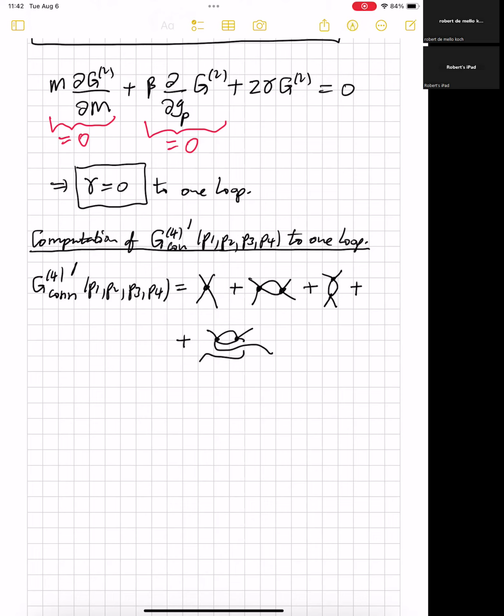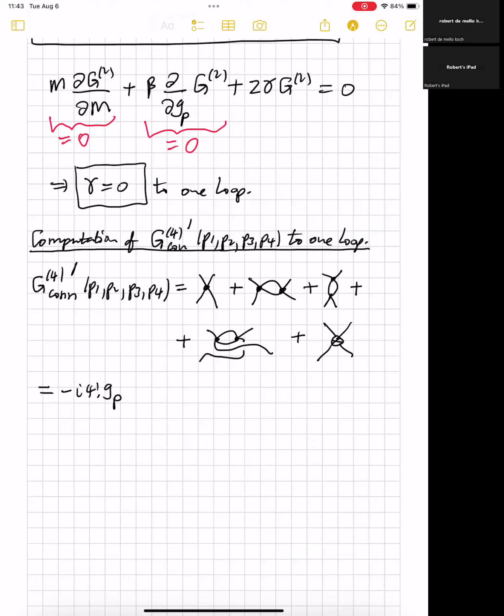And now we get one extra diagram because we're using the normalized perturbation theory. And the extra diagram comes from the counter term for the coupling. So that's the only change, just one extra diagram. And let's just write down what is the answer. So we'll have minus i 4 factorial gP.